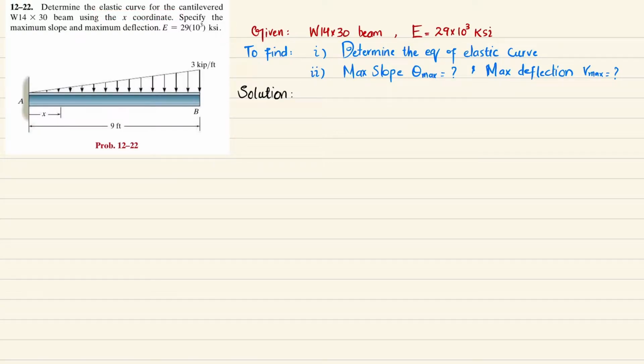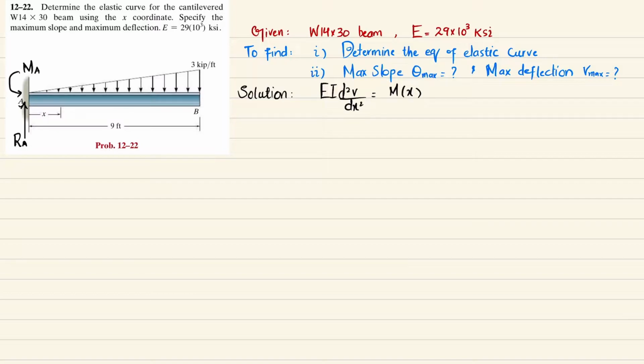So let's start with the solution. As we know, we have the equation EI d squared v over dx squared is equal to M of x. So we do not have the moment. If you remove this fixed support, you will definitely have a vertical force, which is, let's say, represented as RA, and there will be a counterclockwise moment, and this moment is MA. We will find this by using the equilibrium conditions.